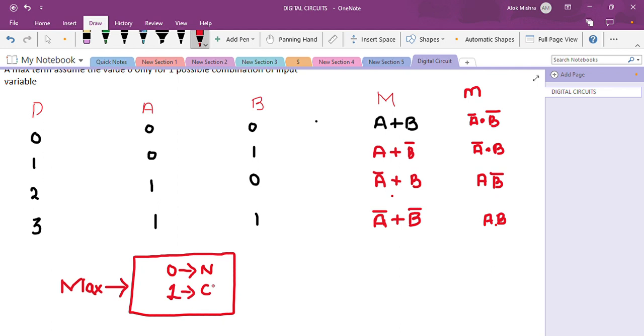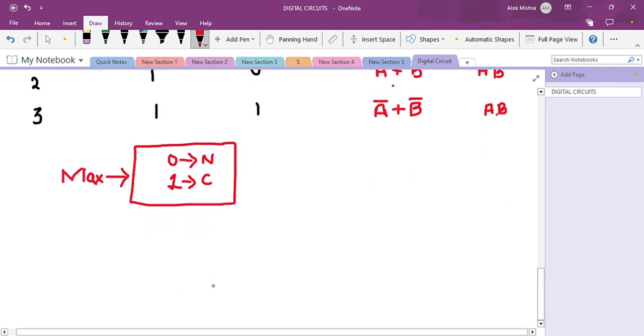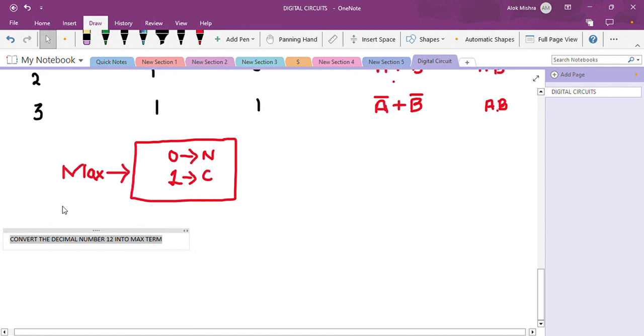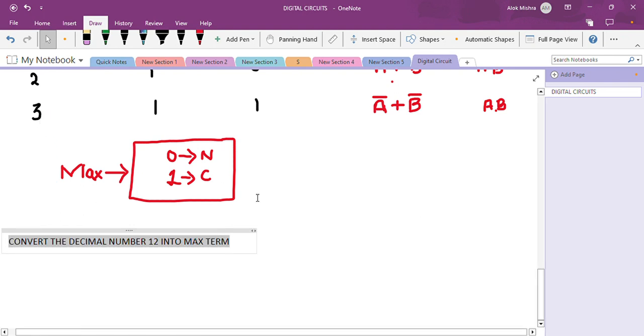Okay. Convert the decimal number 12 into max term. These things are quite easy, but they are really very important when you are going to deal with the K-map solutions. On that time so many properties will come and you have to know each and every property. That's why we will cover the entire property first and then directly jump onto the K-map.